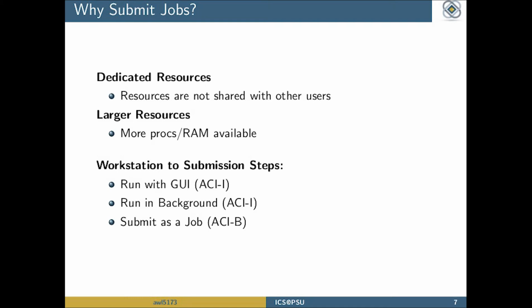On ACI-I, the interactive machine, there are also limits to the number of processors that you have available to you, as well as the amount of RAM that's available. When you submit jobs, you can ask for more processors and more RAM, and so you're not nearly as limited.